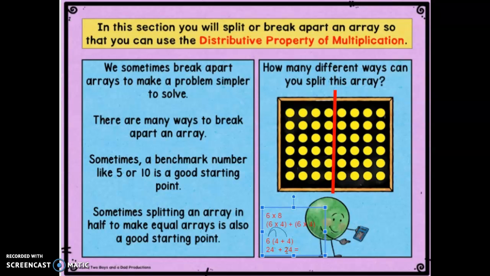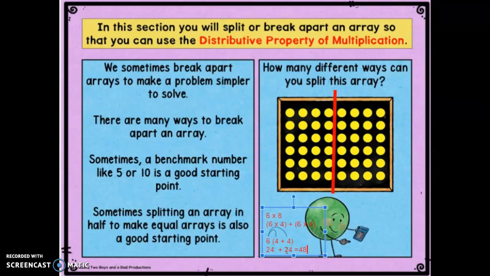So I'm going to decompose those numbers so it makes it easier for me to add by place value. So I'm going to do 20 plus 20, which gives me 40. And then 4 plus 4 gives me 8. I'm going to put those back together to get 48. So 40 plus 8 equals 48. So now we know that 6 times 8 equals 48.